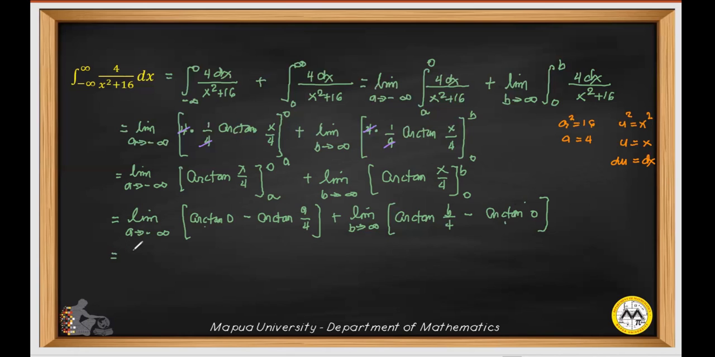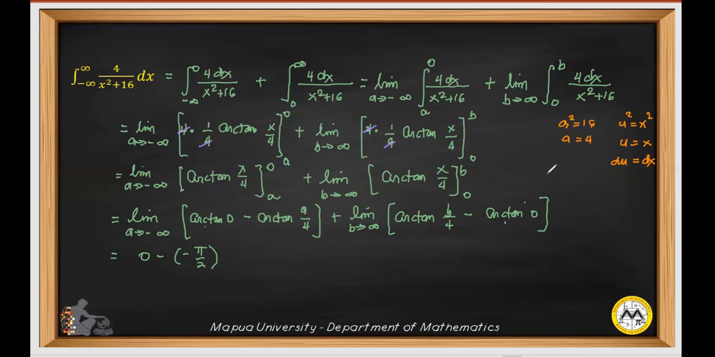Okay, and if we are going to evaluate the limit as a decreases without bound, then arctangent of a over 4, if a decreases without bound, will approach negative pi over 2. Okay, so we will have the limit of arctangent of 0. Since arctangent of 0 is 0, it is a constant, this will give us 0 minus negative pi over 2, since a decreases without bound.